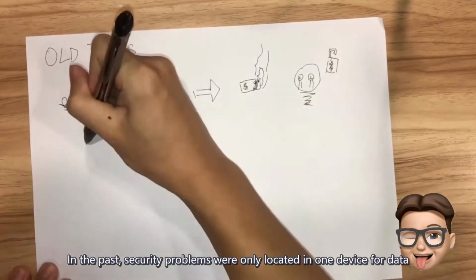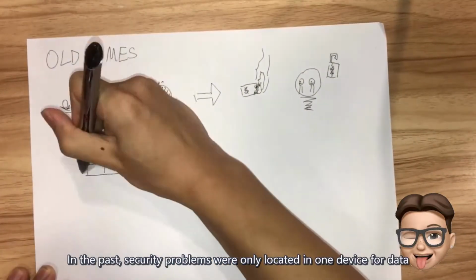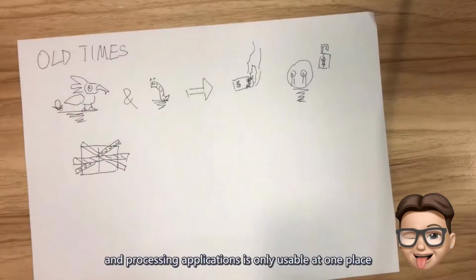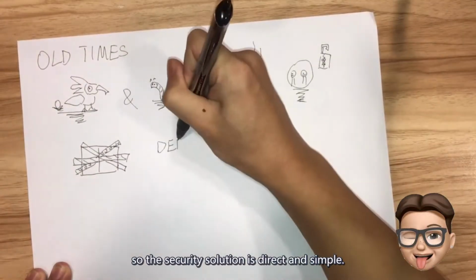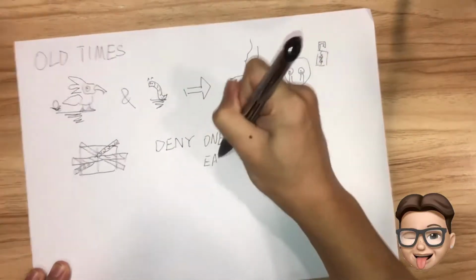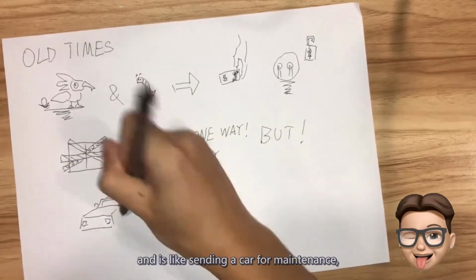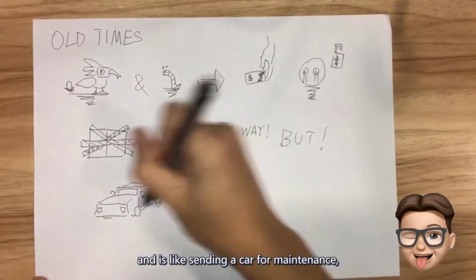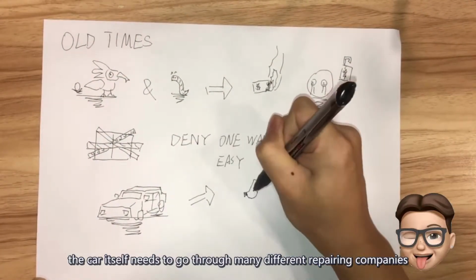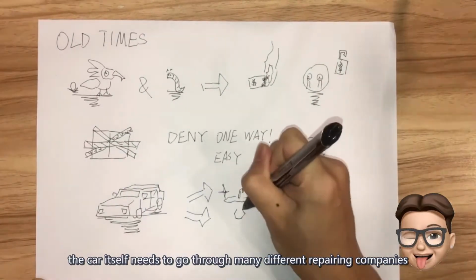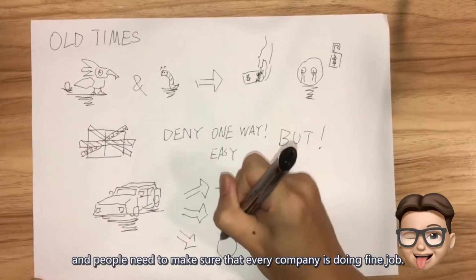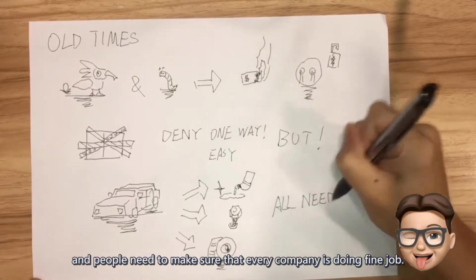In the past, security problems were only located in one device, for data and processing applications were only usable at one place, so the security solution was direct and simple. But distributed computing security is much more complex, and it's like sending a car for maintenance. The car itself needs to go to many different repair companies, and people need to make sure that every company is doing a fine job.